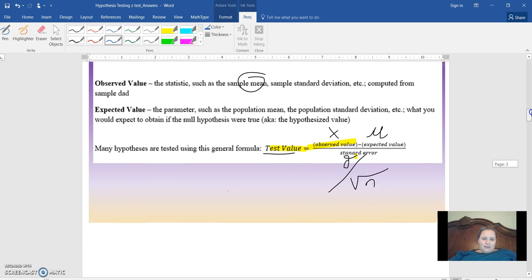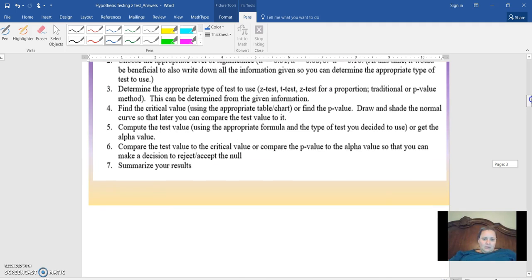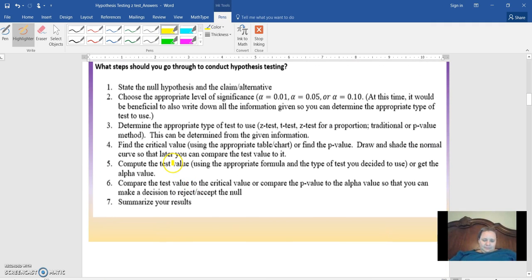All right, when we compare the test value and the critical value, on this right here, compute the test, we're going to use our calculator. Okay. When we find the critical value, we need to use the appropriate table or chart. And so if we're on the t-test, we would use the t-chart, if we're on the z-test, we would use the z-chart.